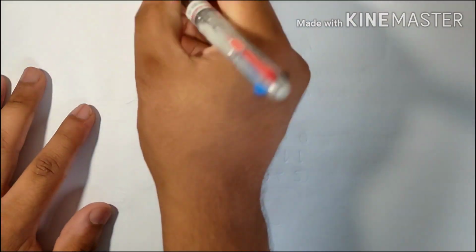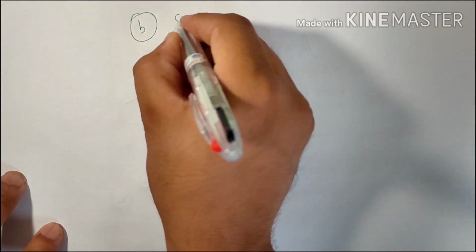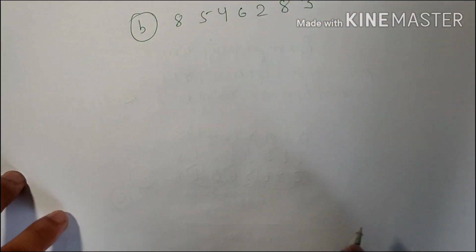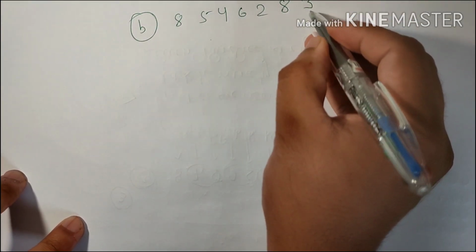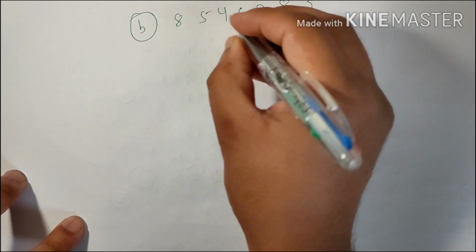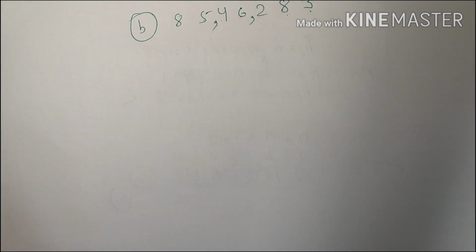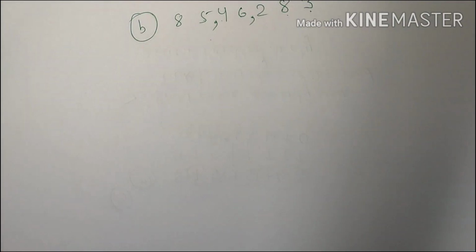Okay, so this B, let's see again. What is the number given? 8546283. First, let's insert commas. So in the Indian system, how do we insert? 3 2 2 1 2 3. First comma 1 2, second comma 1 2, third comma. But it will not come, isn't it? I told you, since there is no more digit, we don't need to insert any other commas.